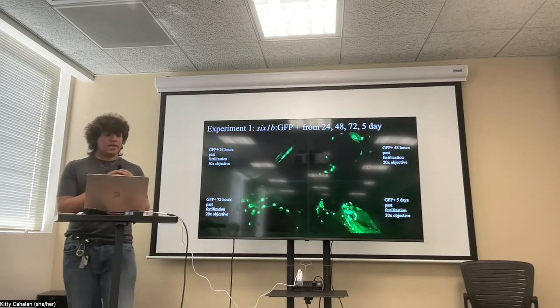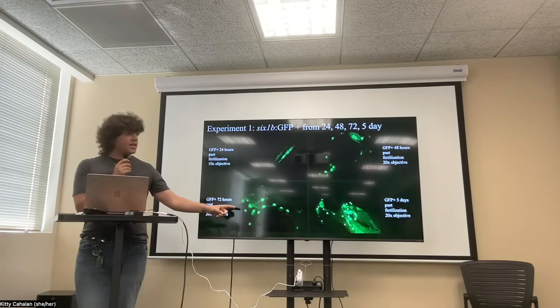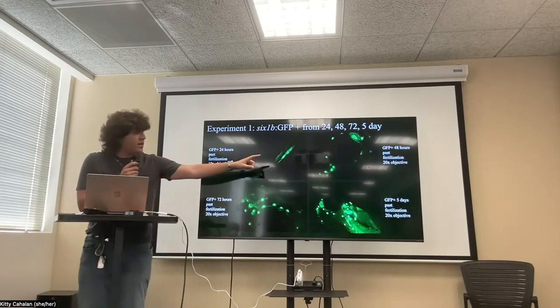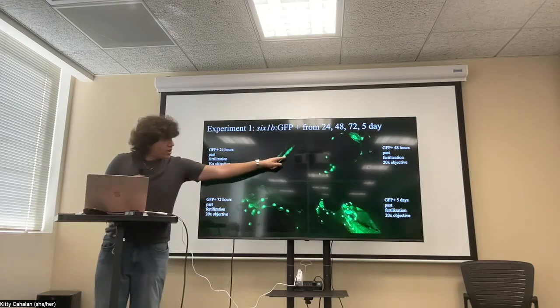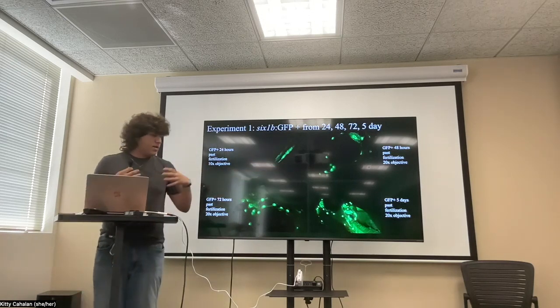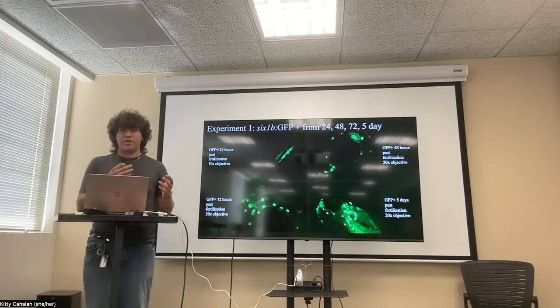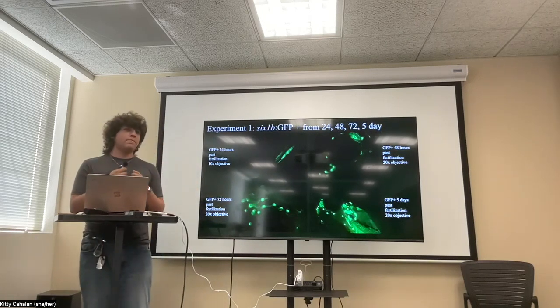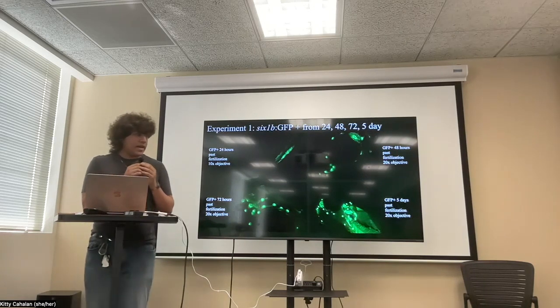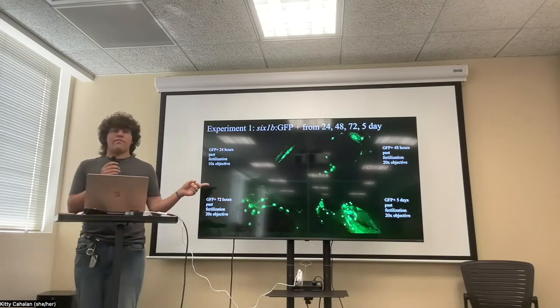We ended up picking the 72 hours post fertilization sample because, as you can see in the 24 and 48, the neuromasts, which are these guys and those guys, are much less developed and much less shapely, whereas in the 72 hours, they have fully developed their shape and are glowing much brighter.